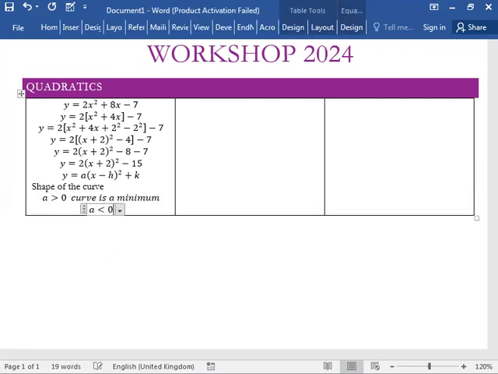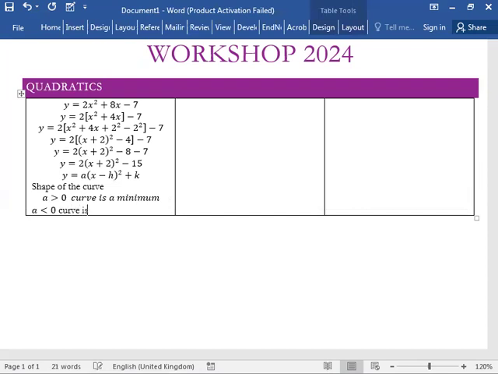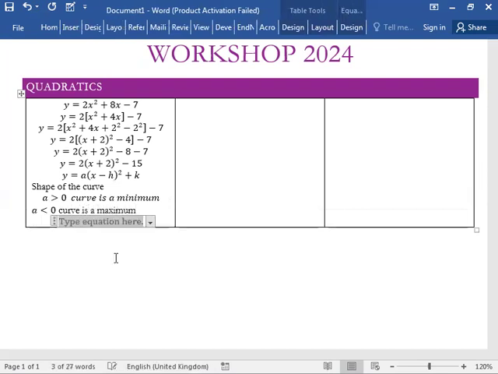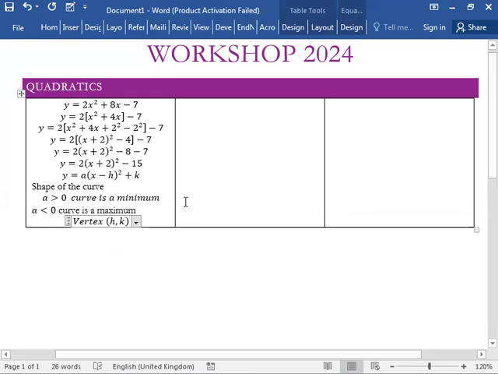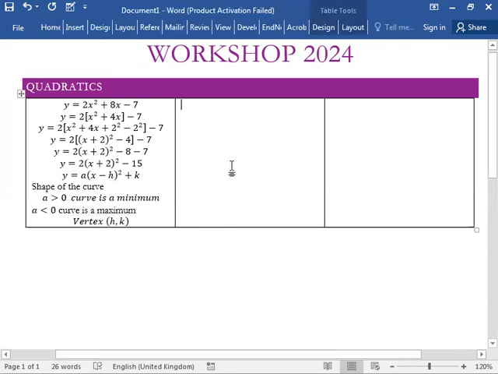If a is negative, what do we say? Curve is a maximum. Sad face जिसको हम कहते हैं. Either ways, what is the vertex? What is the vertex? It is h comma k. ठीक हो गया? So this is the advantage of getting a quadratic in a complete form. We know the vertex, but further when functions domain or range में भी हमें help होती है.